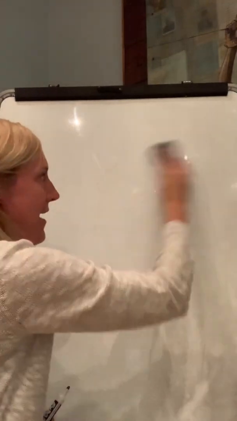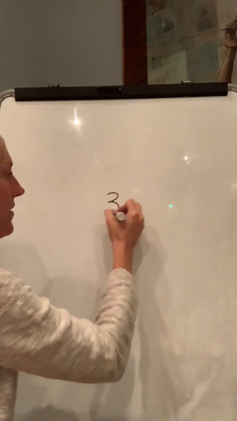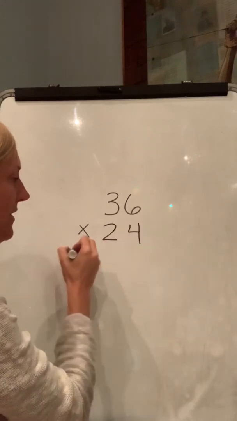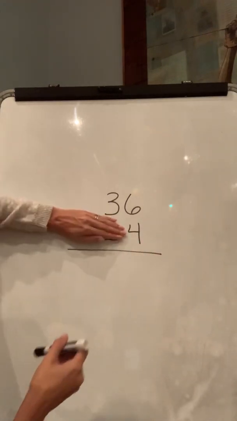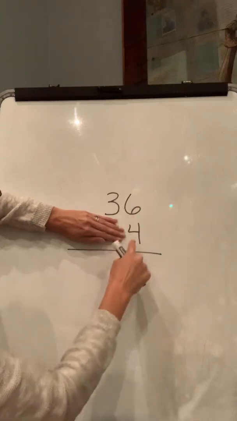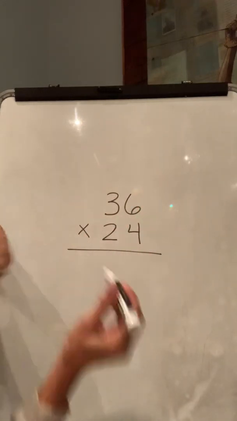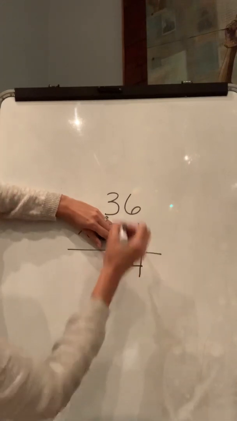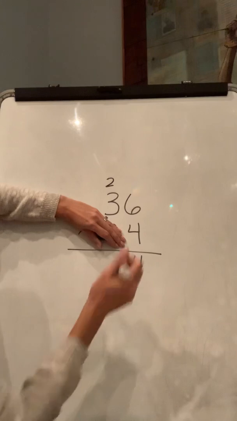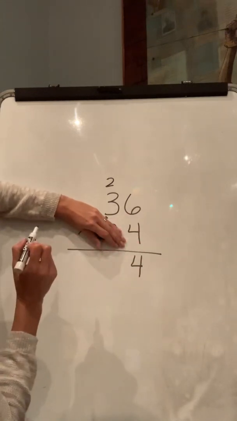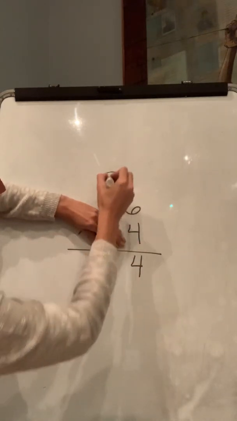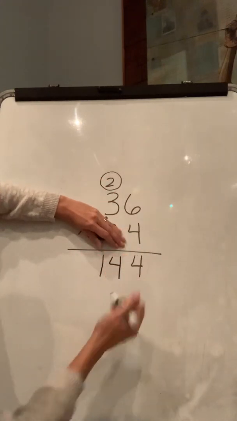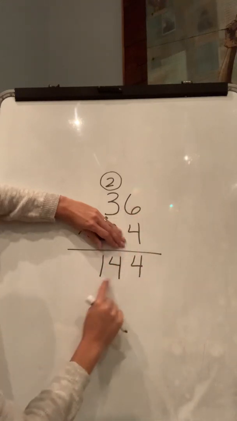So let's say we have 36 times 24. Okay, so again, we're just going to start by doing 36 times 4. Okay, well, 6 times 4 is 24, so I'll put the 4 here. The 2 is actually a 10, 24. Now we're going to do 3 times 4 is 12, and we have to add in our 2 more. So 12, 13, 14. Okay, so 4 36s is 144.